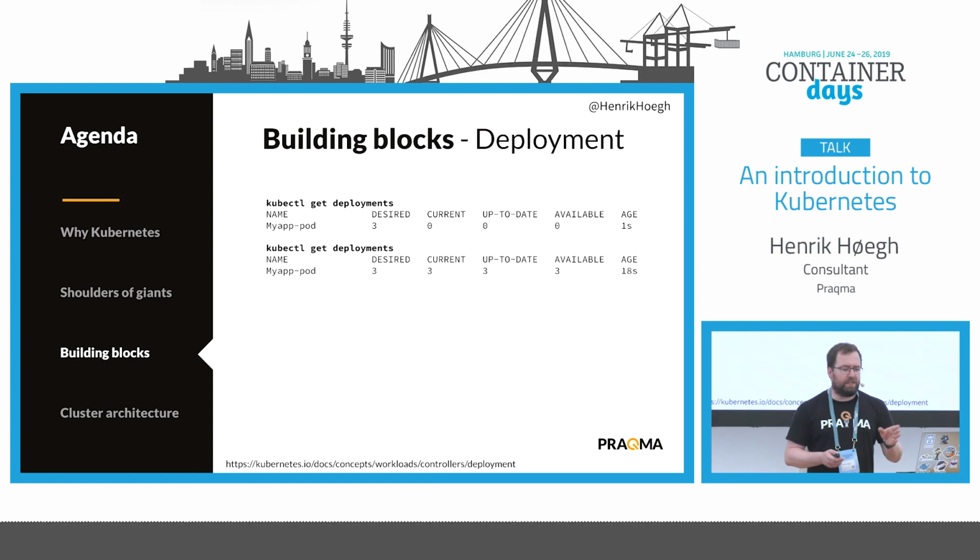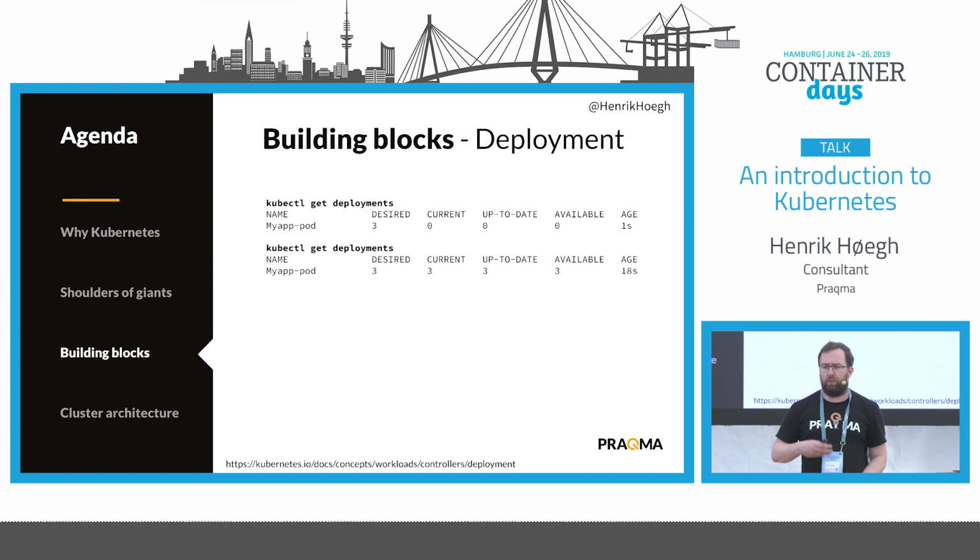But then a bit later, you can see the desired state is 3. I currently have 3 running. They're all up to date, and they're all ready and available to receive traffic.